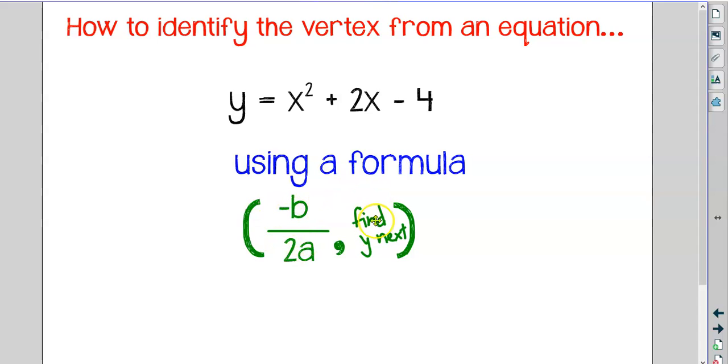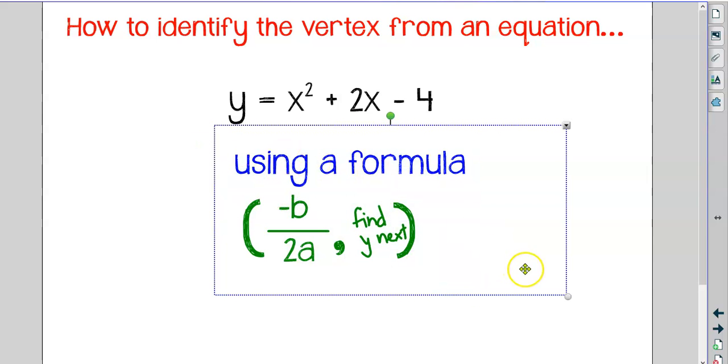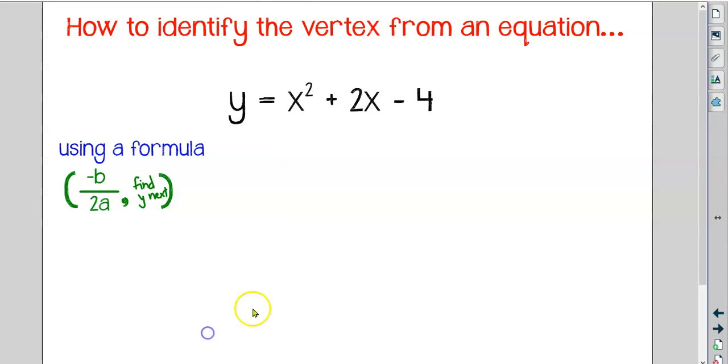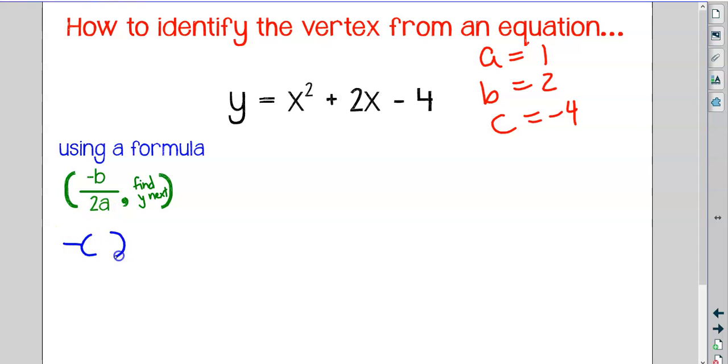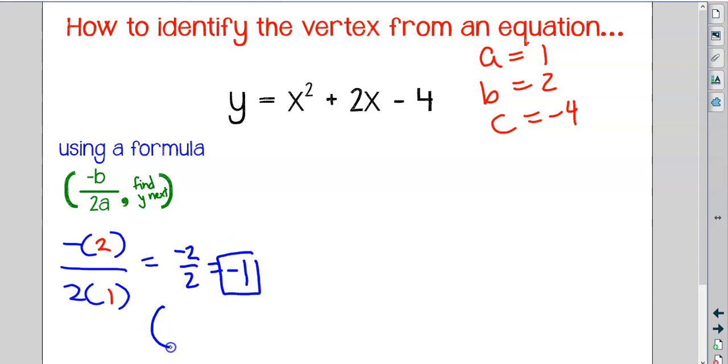of your vertex. Now the y value, that requires a bit more work. So let me show you what I mean. I'm going to move these over here. And I'm going to start by first identifying my a, my b, and my c values. So for my x value, I have -b/2a. b is 2, and a is 1. So it looks like my x coordinate of my vertex is -2/2 or -1. So that is half of my final answer.